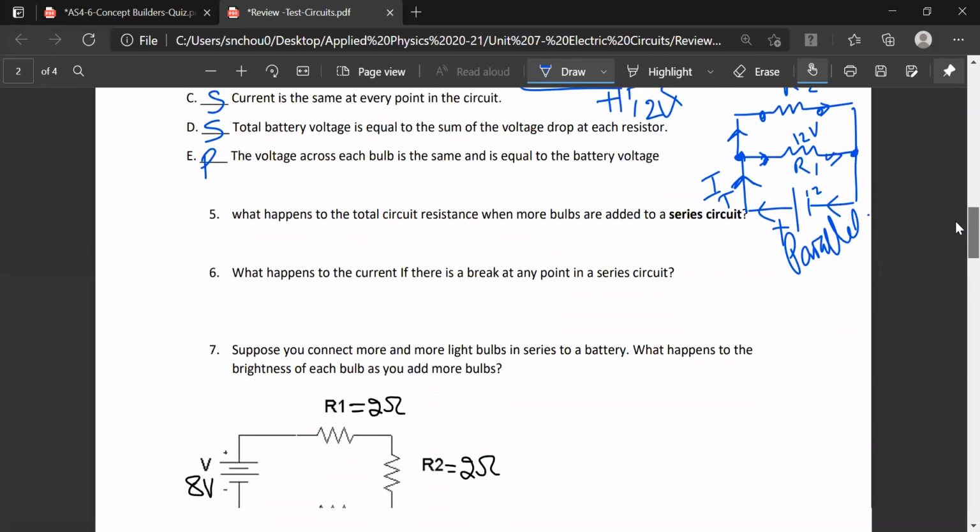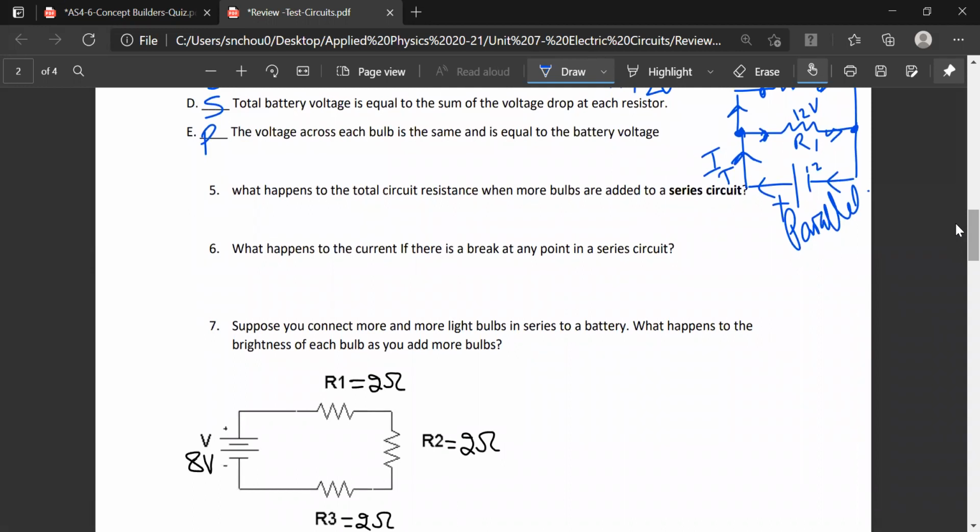All right, let's do the next one. So what happens to the total circuit resistance? We did a bunch of labs in which we explored this too. So what happens to the total circuit resistance when more bulbs are added to a series circuit? So if you have two bulbs in series and I add a third one in series, what's going to happen to the resistance? Does it go up or down?